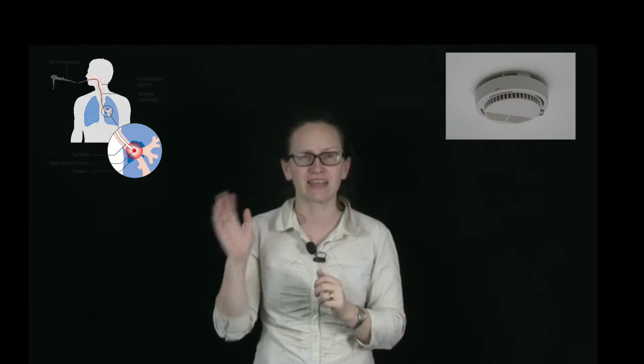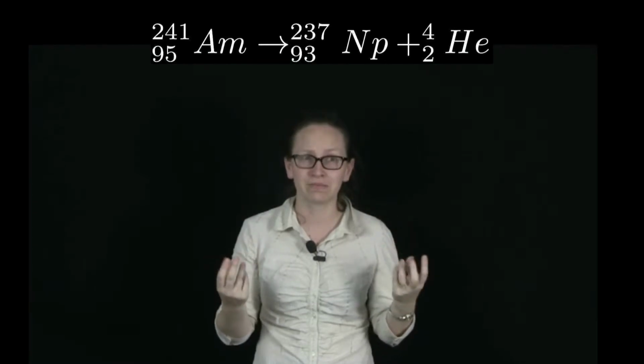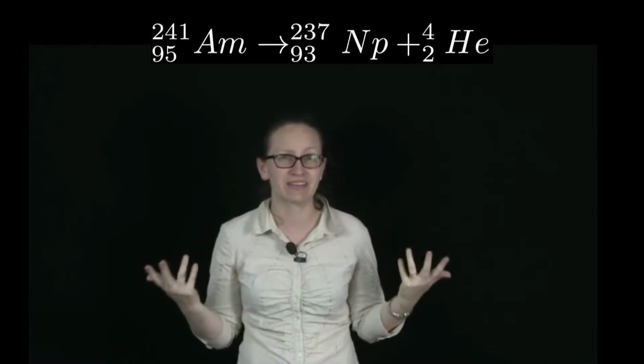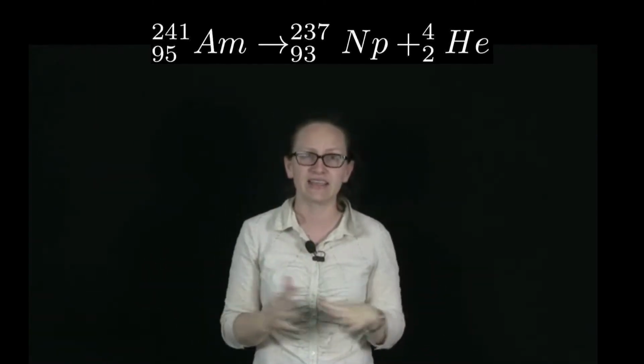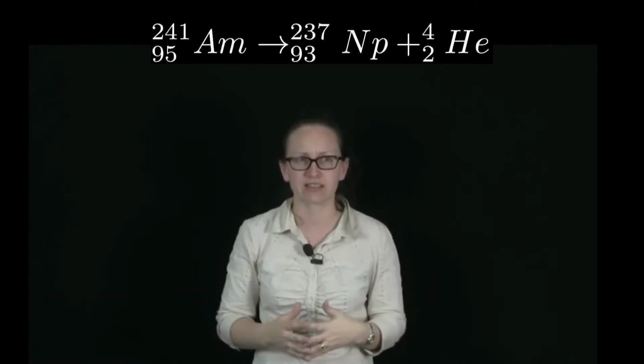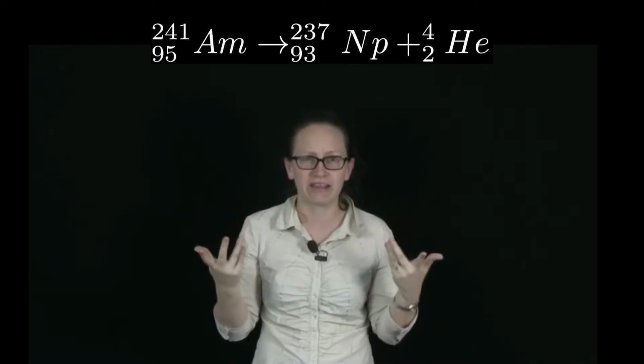So a couple of the common uses of alpha radiation is actually in smoke detectors and also in internal radionuclide therapy. So let's consider smoke detectors first. Smoke detectors make use of the radioactive isotope americium-241. Now, americium-241 is very unstable, and so it's not found anywhere in nature. It actually has to be created in nuclear reactors for its use in smoke detectors. So americium-241 is a source of alpha radiation.